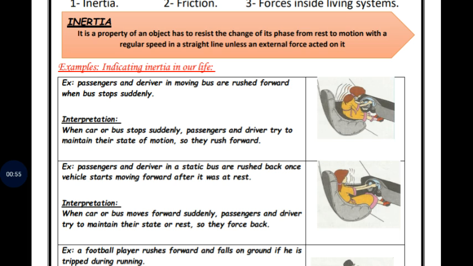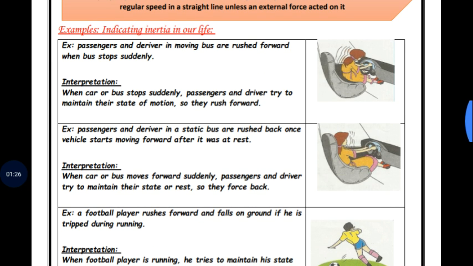The passengers and the driver in a moving bus rush forward when the bus stops suddenly. Why? Because when the bus stops suddenly, the passengers and the driver try to resist the state of stopping and maintain their state of motion.